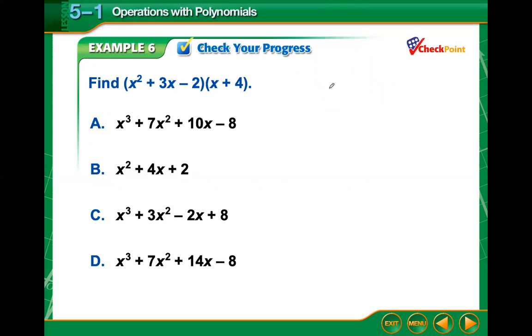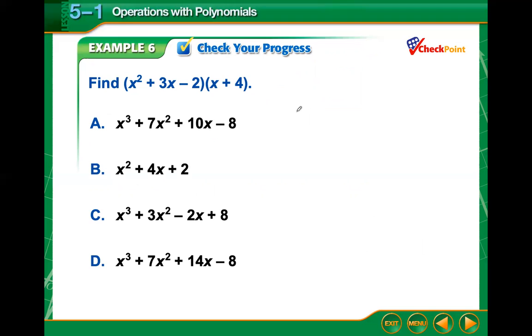All right, so here is your final you try. Go ahead and find x squared plus 3x minus 2 times x plus 4. Again, pause the video, and then unpause when you're ready to move forward.